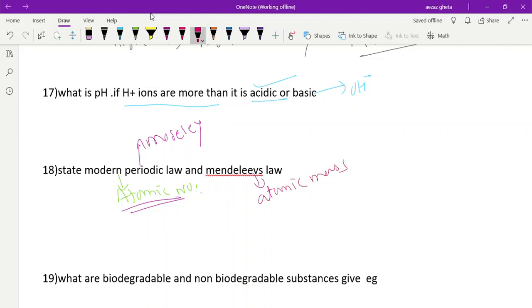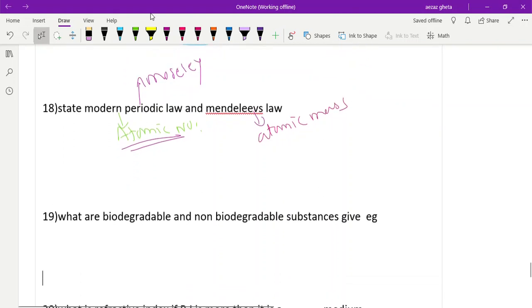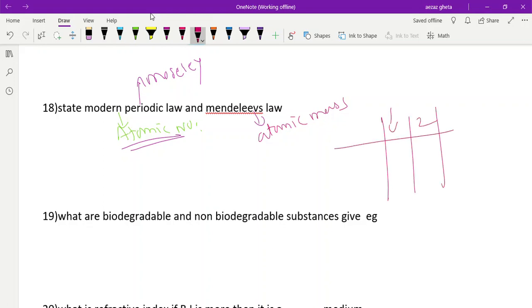Correct? That is Mendeleev's law. And you should know what is a period and what is a group. Vertical columns are groups, and horizontal rows are periods.